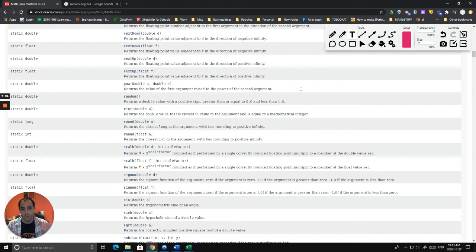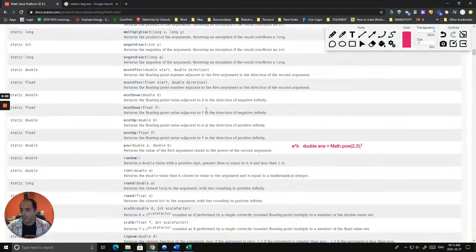Next up is power. So this is 2 to the exponent 3, right? So a to the exponent b. For those of you that know this notation, it's going to look like this. The way that I use that is I could say double answer is equal to math.pow, and I could put 2, 3. And this will give us 8 and store 8 into the answer.